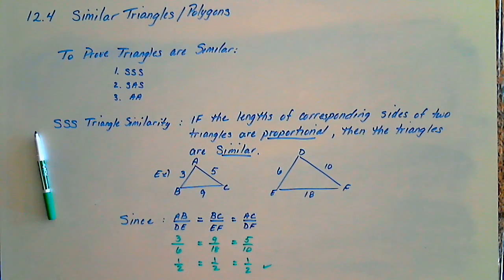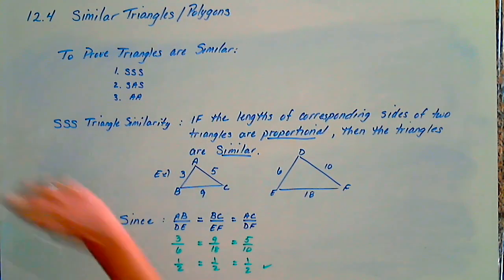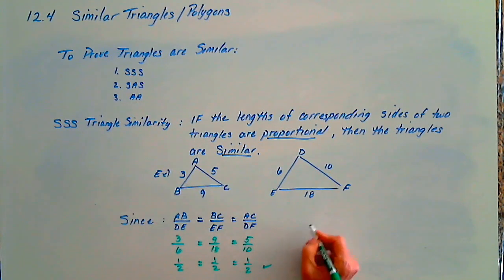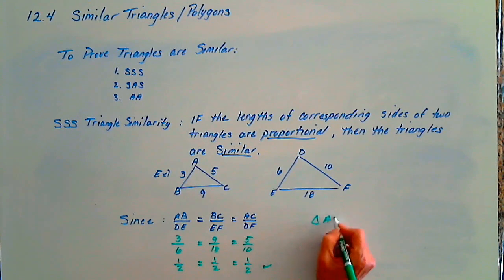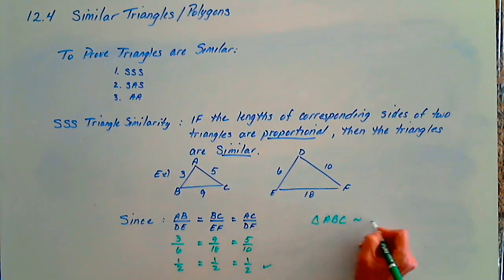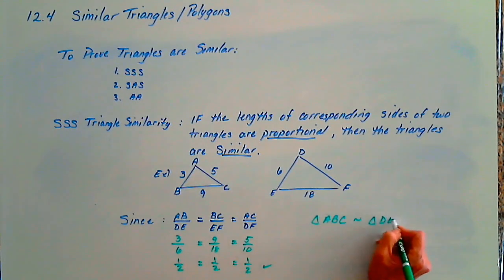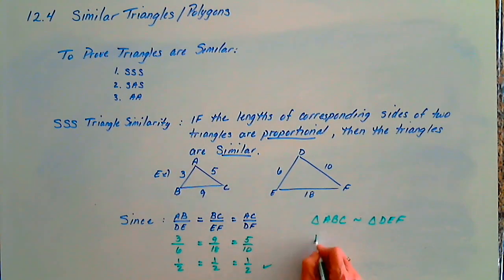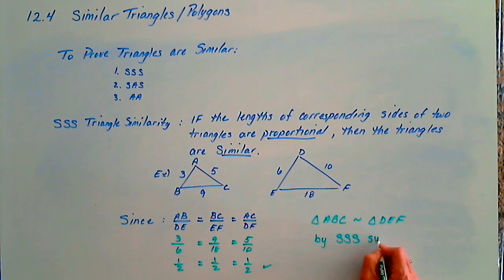So we would therefore say triangle ABC is similar to triangle DEF by side-side similarity. So we must show all three sides are the same ratio, therefore they're proportional. All right.